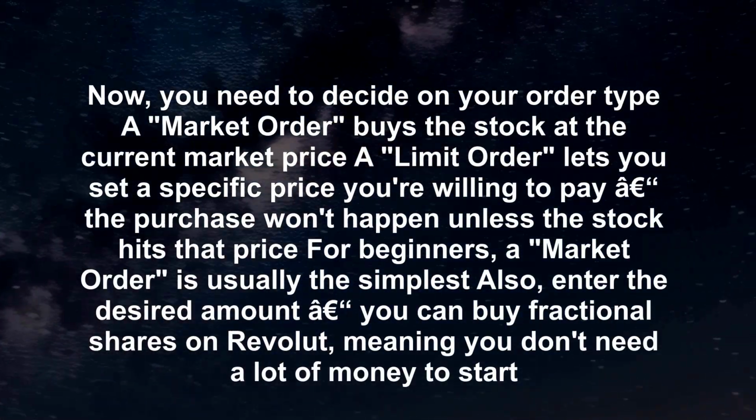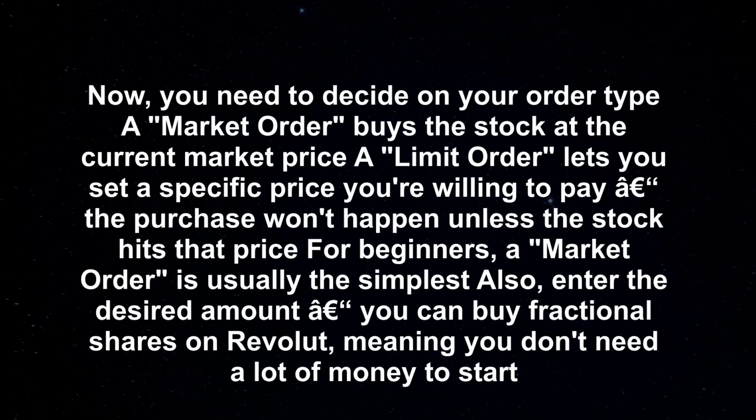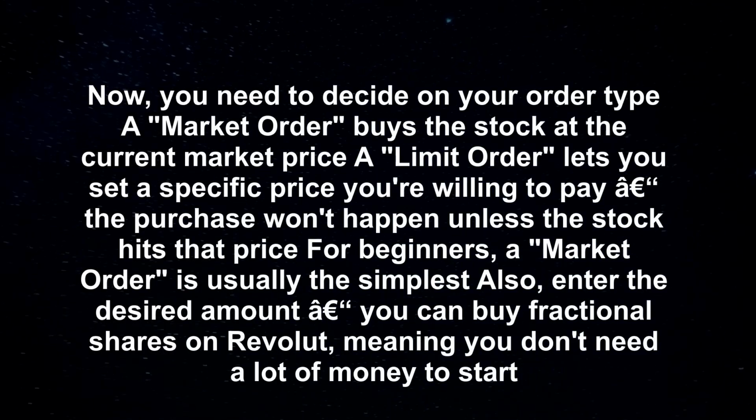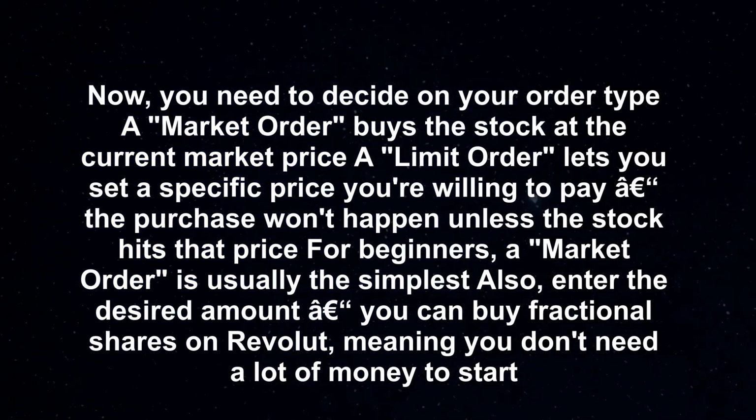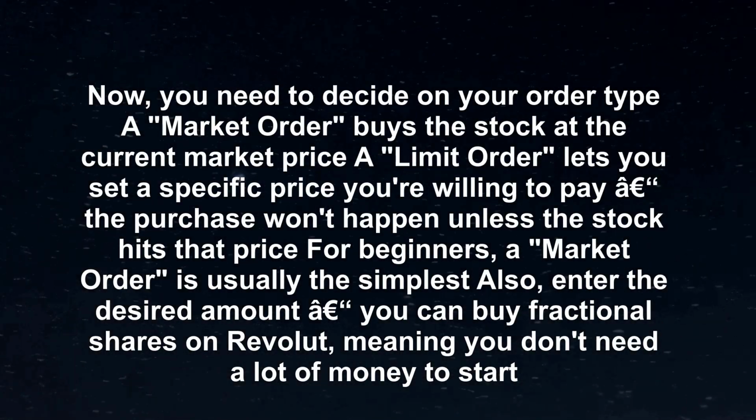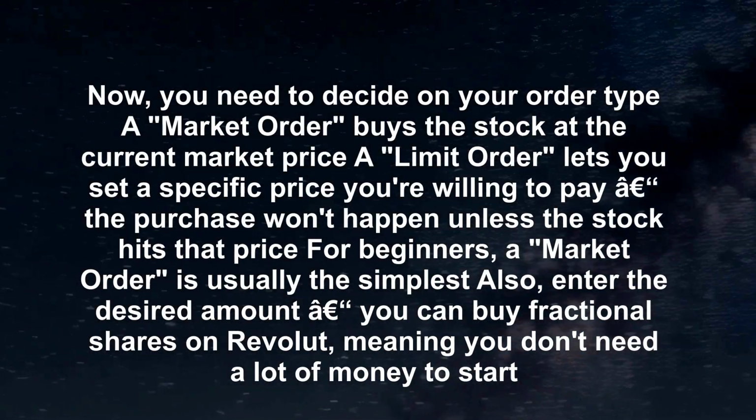Now, you need to decide on your order type. A market order buys the stock at the current market price. A limit order lets you set a specific price you're willing to pay. The purchase won't happen unless the stock hits that price. For beginners, a market order is usually the simplest.